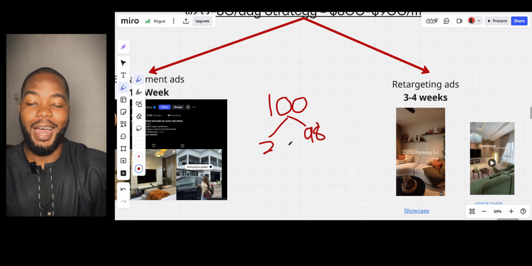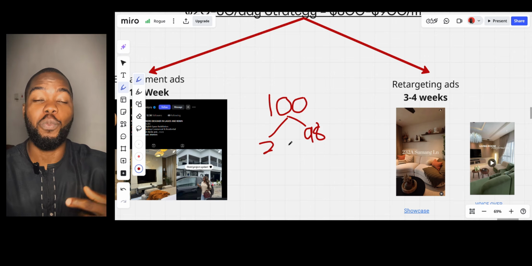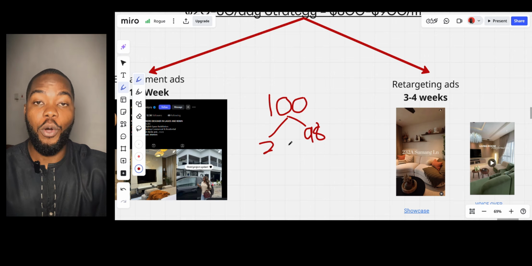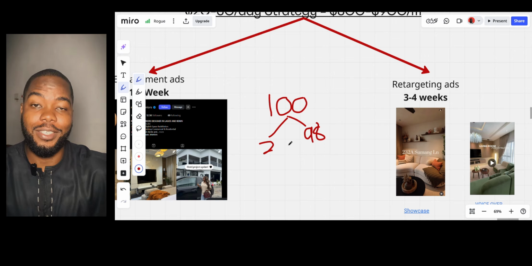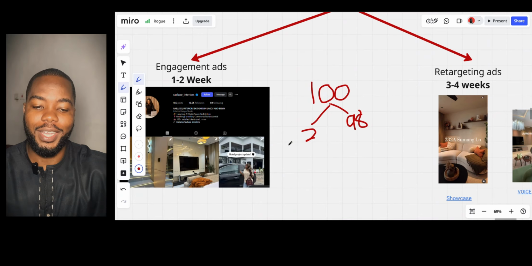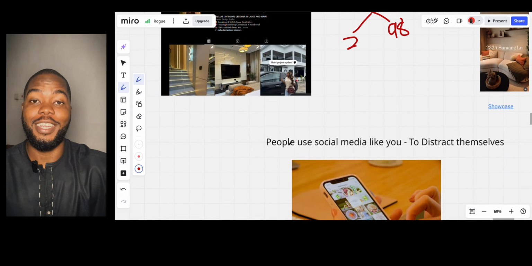If you just keep on running ads to get the hot leads, you spend so much money, and you are also competing with every other designer trying to get those clients that want to work today. And this is the exact strategy that we use.